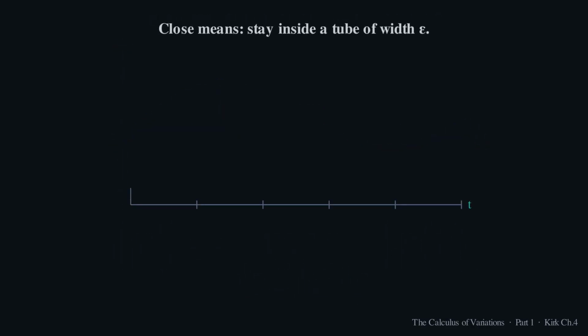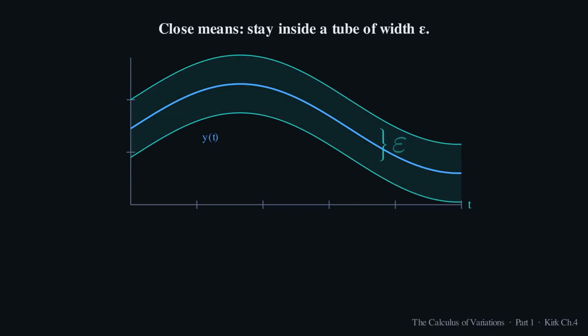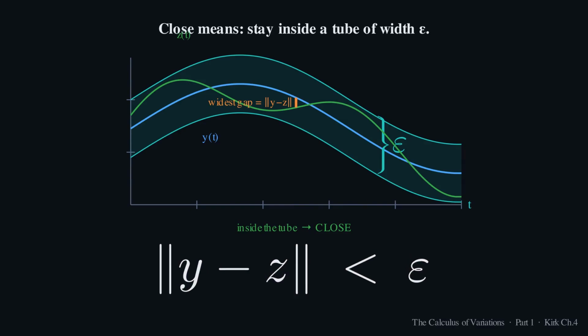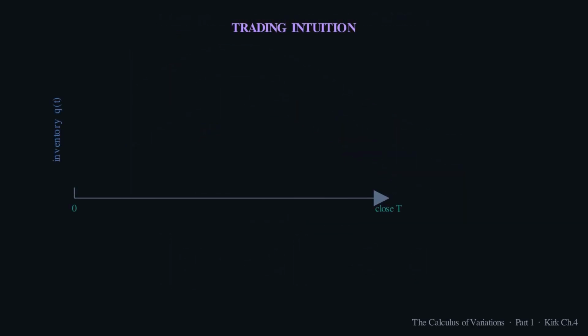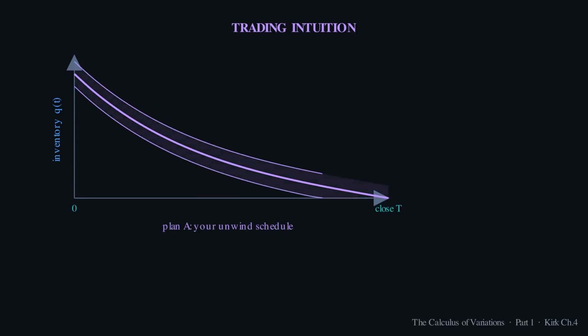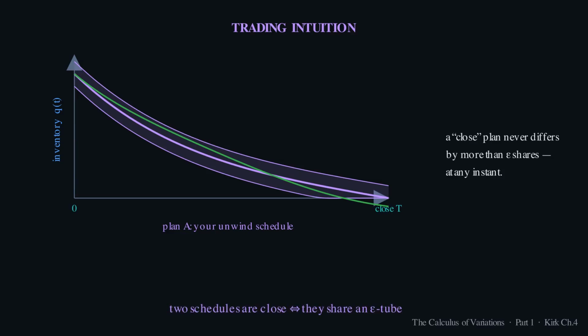Now, when are two curves close? Draw a tube of half-width epsilon around the first curve. A neighbor is close exactly when it stays inside that tube, never straying more than epsilon, everywhere at once. The widest vertical gap between them is the norm of their difference, and close means that gap is less than epsilon. And here's the trade. Picture two execution schedules, two plans for unwinding your inventory by the close. They are close when they share one epsilon tube, when at no instant do they differ by more than epsilon shares.